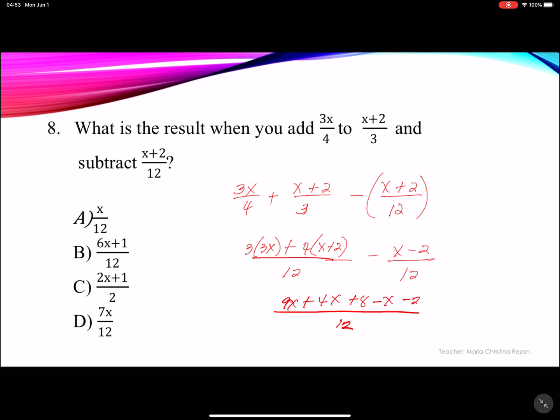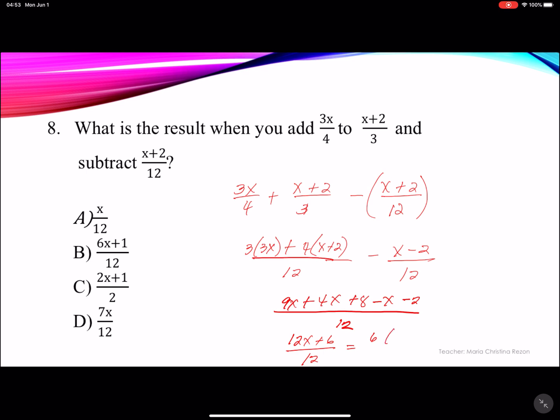Okay, then simplify. You will have 9x plus 4x, that is 13, minus x, that gives you 12x. And then plus 6 over 12. Do we have this answer yet? No, we could not find it. So we simplify this further. You will have to factor it out, because 6 can be factored out.